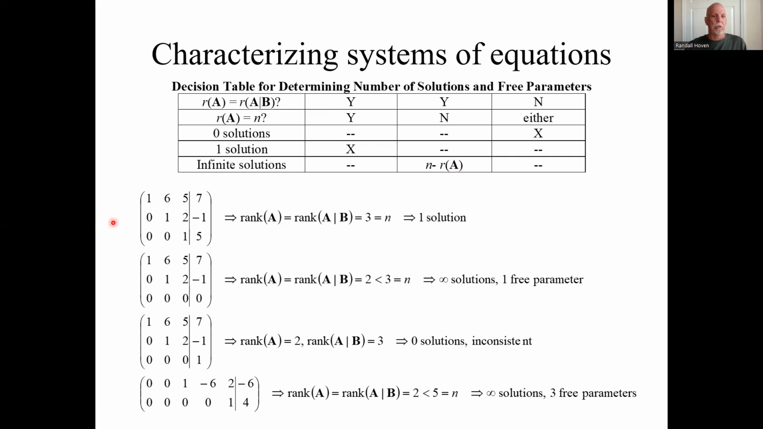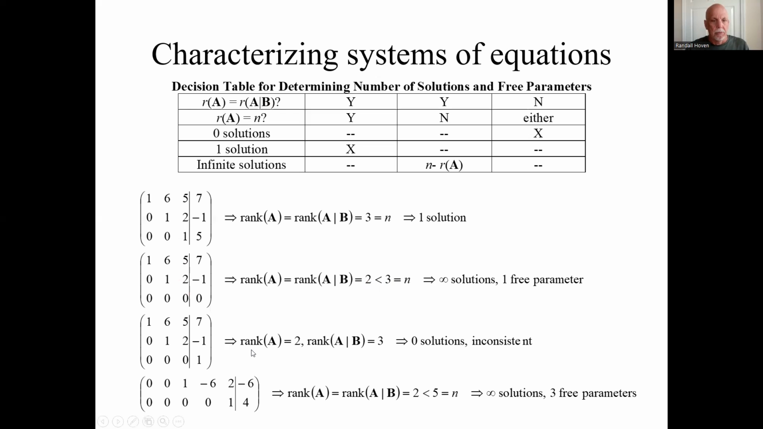So let's go through those 4 examples. This one, the ranks were equal and they equaled N. I'm going to get one solution out of this system. Here, the ranks are equal, so I get solutions, but the rank was 2 and N was 3. So I'm going to get an infinite number of solutions. How many free parameters? 3 minus 2. N, or the number of columns of the A part, minus the rank.